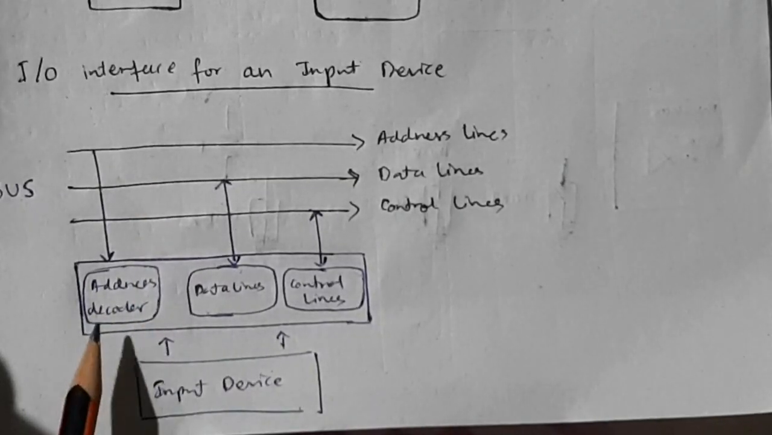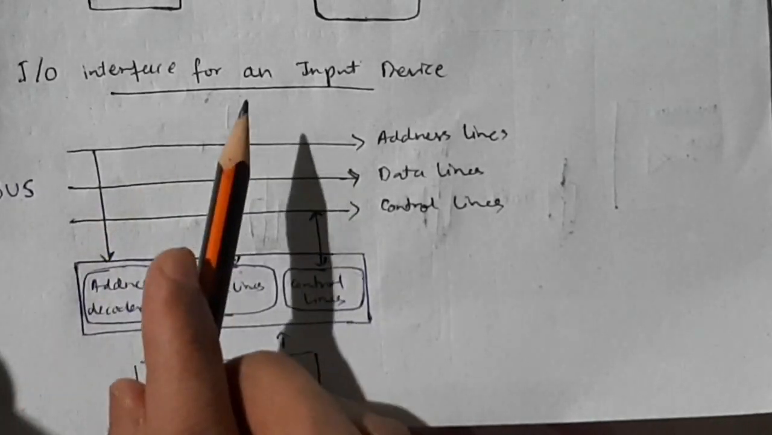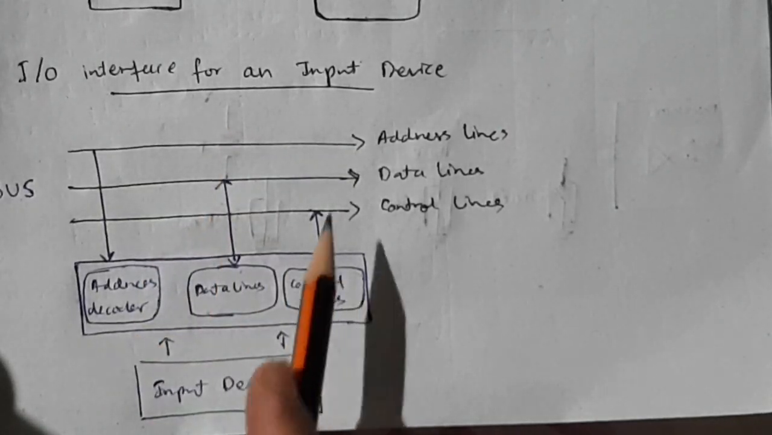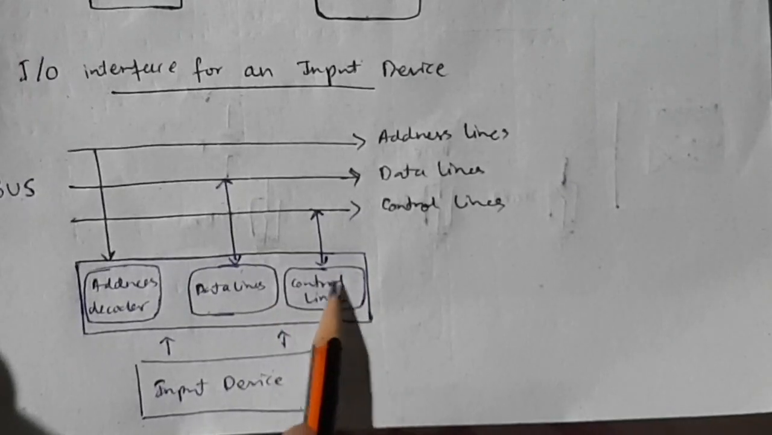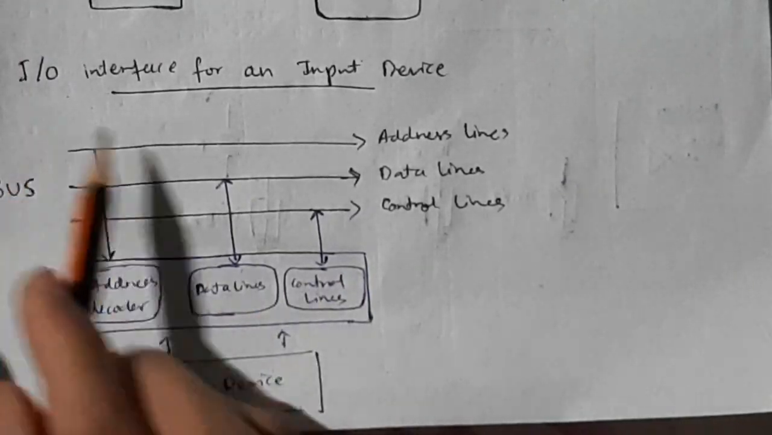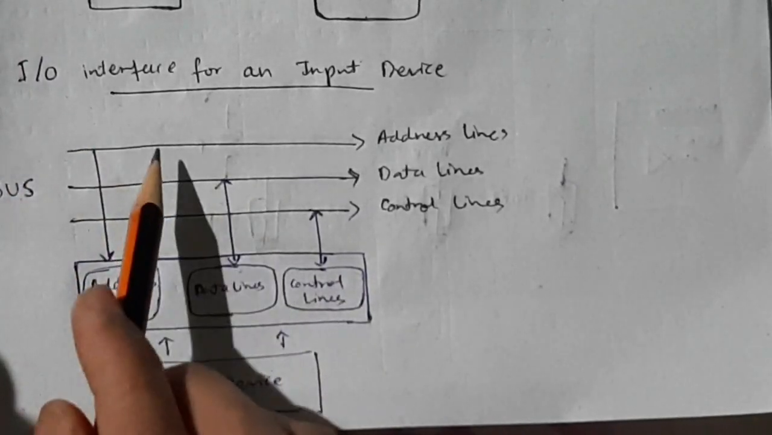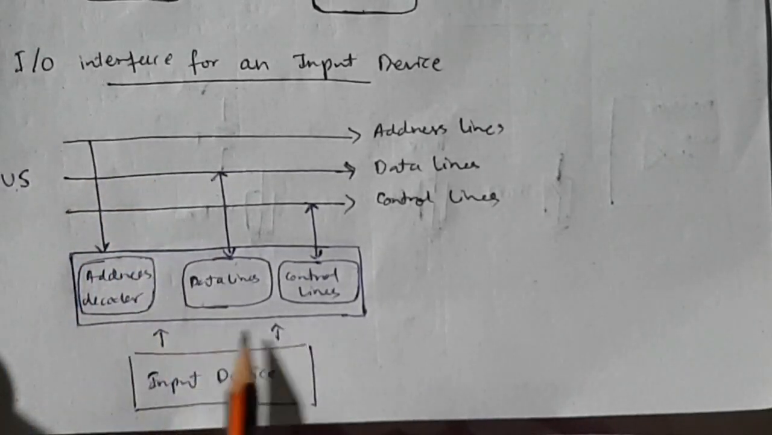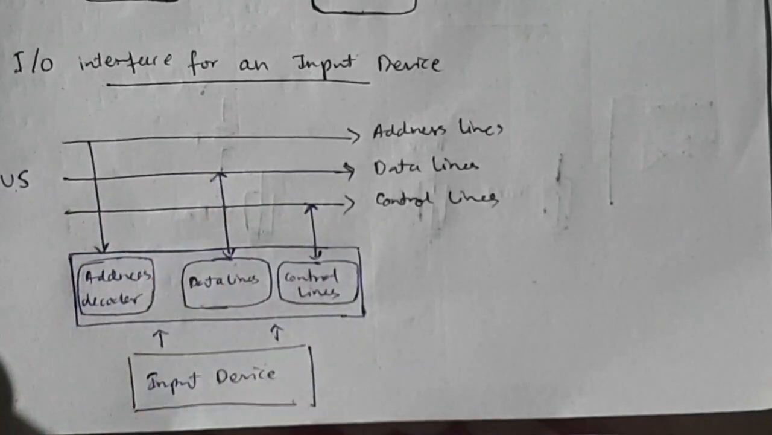Before that, it has to know the address where that key has to be sent, the data, what data has to be sent, and the control lines, how and when it should be sent. That is decided by these 3 things. It will get separated into 3 lines. This is just one bus, but it has 3 lines inside it. So this is the interface which does this whole part.